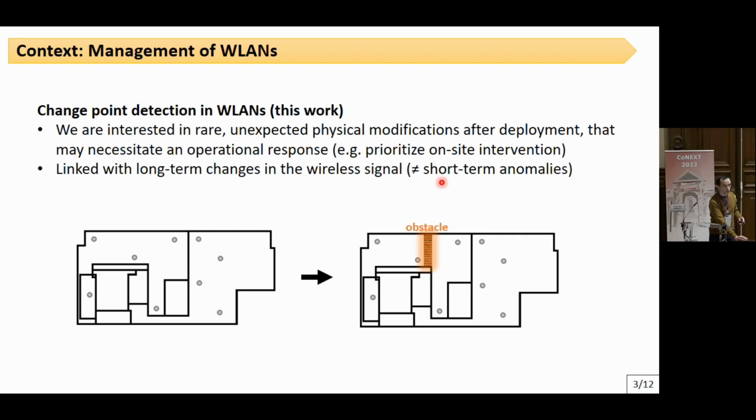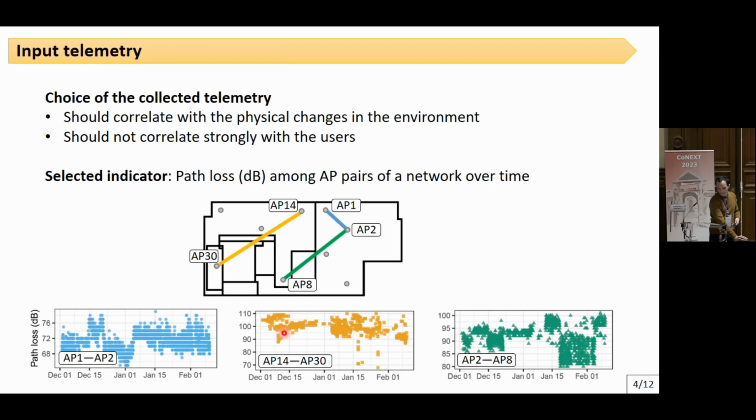As opposed to short-term anomalies, those modifications are linked to changes in the wireless signals that we would like to identify using change point detection techniques. To detect such modifications, we first need to carefully select the input telemetry. The choice of the telemetry is driven by two aspects. First, we would like it to correlate with the physical changes in the environment, while it should not correlate strongly with the user itself.